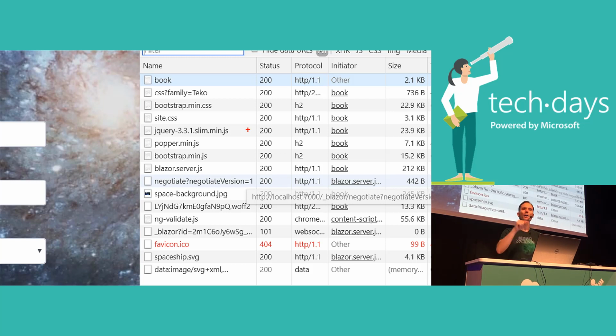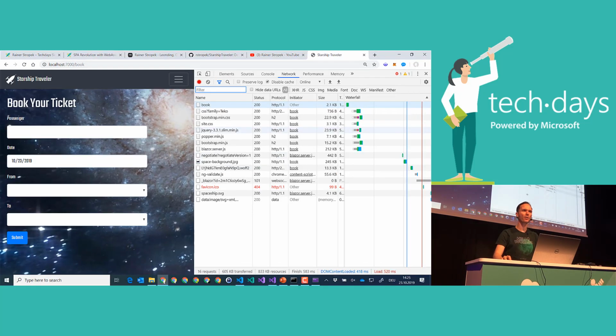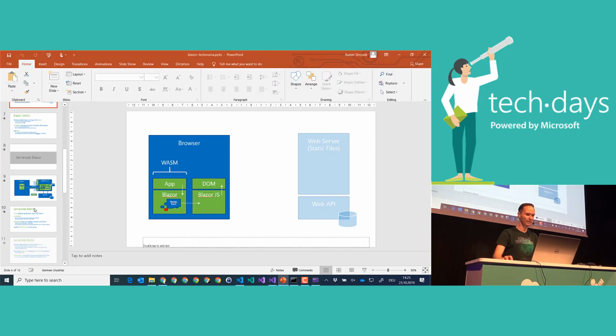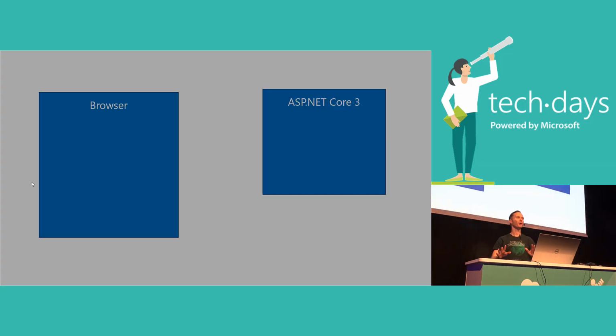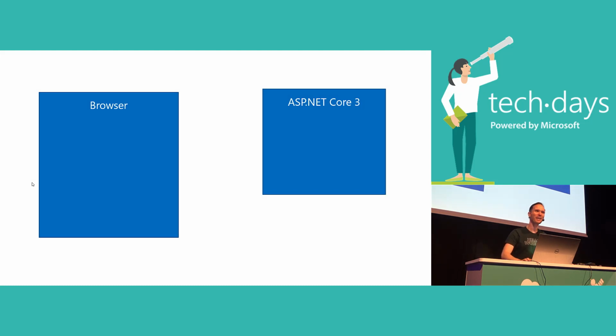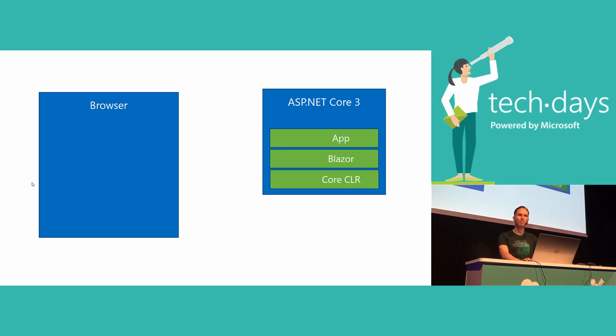And this is called server-side Blazor. What is going on, and where is WebAssembly? I would like to use my last slide that I'm proud of today. So now we have a different picture. We have ASP.NET Core 3 in the background. We have the core CLR, no longer mono. We have Blazor running on the server, no longer in the client. We have our app running on the server, no longer in the client.